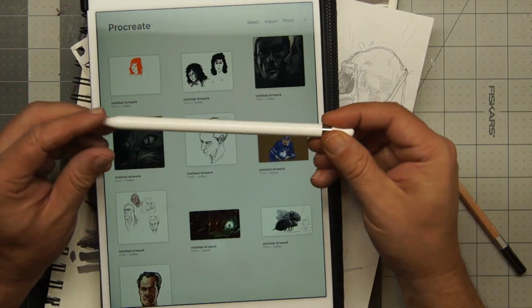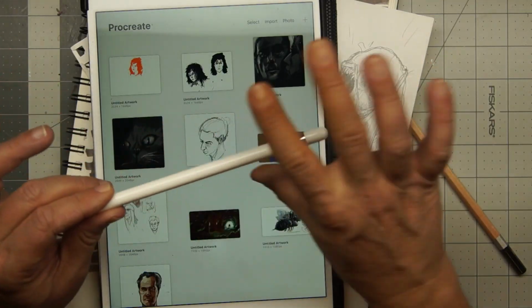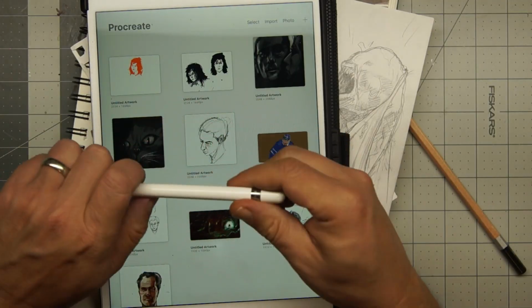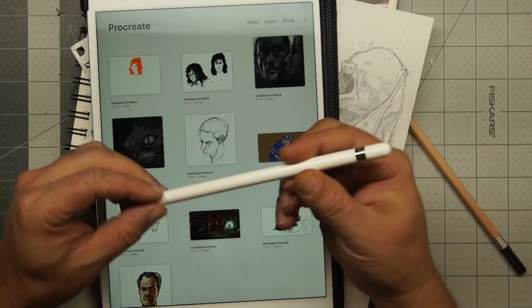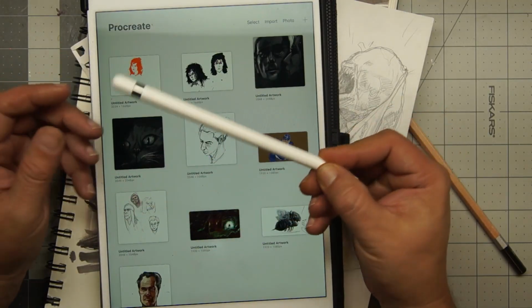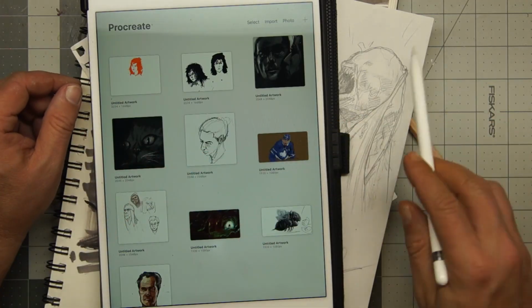So this is the first generation. If you have a first generation, and I had a few, what you do is take a warming pad and just warm it up, if you haven't used it in like forever and it's not charging. Then plug it into your iPad and see if it starts to charge. I had to do that. These first generation pencils suck. Anyway, I'm not here to talk about that.